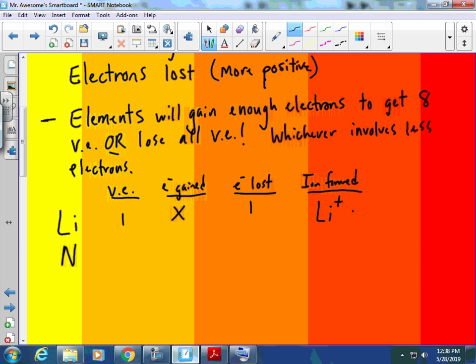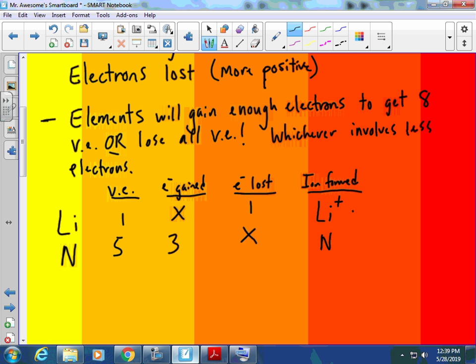Which means that it has 5 valence electrons. So either gain enough to get 8 or lose all 5. So it could gain 3 to get 8 or lose 5. What's easier? Gain 3. So it's going to gain 3. It's not going to lose electrons. It's going to gain 3. So it's gaining 3 electrons. It's gaining 3 negative charges.